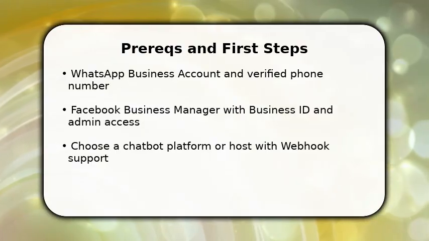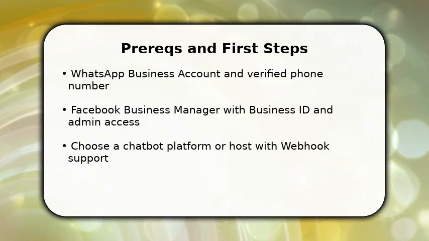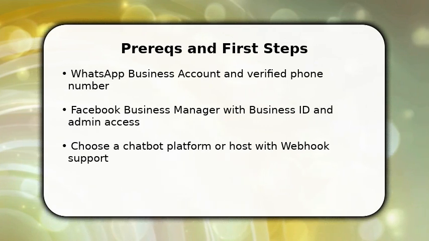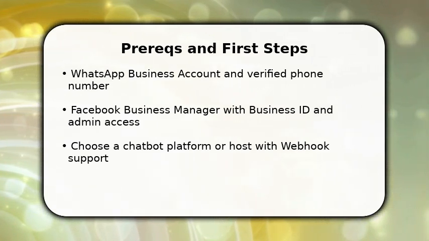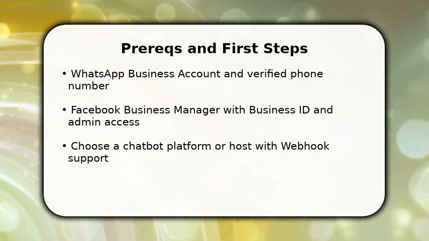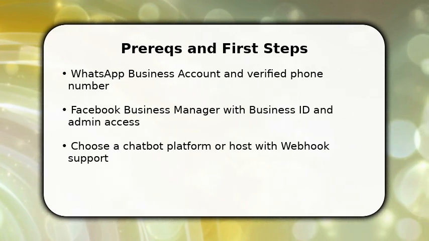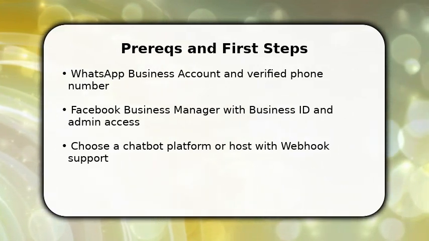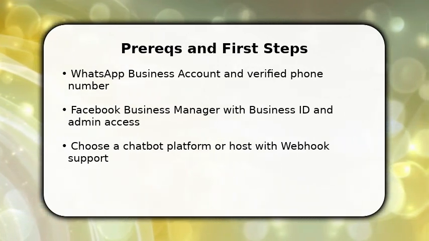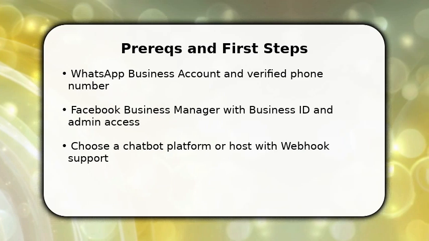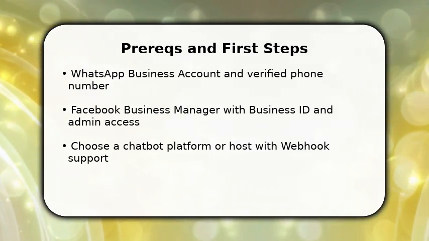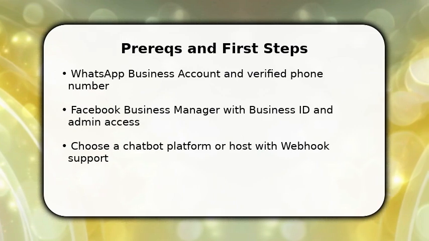You start by confirming prerequisites: a WhatsApp business account linked to Facebook Business Manager, a verified phone number, and a chatbot backend that supports webhooks. Once those are in place, register your app in Facebook Developer, add the WhatsApp product, and request access to the WhatsApp Business API. Then generate a permanent token or configure OAuth as required. Make sure to record your business ID and system user token. They're needed immediately when configuring the webhook and phone number in the next step.